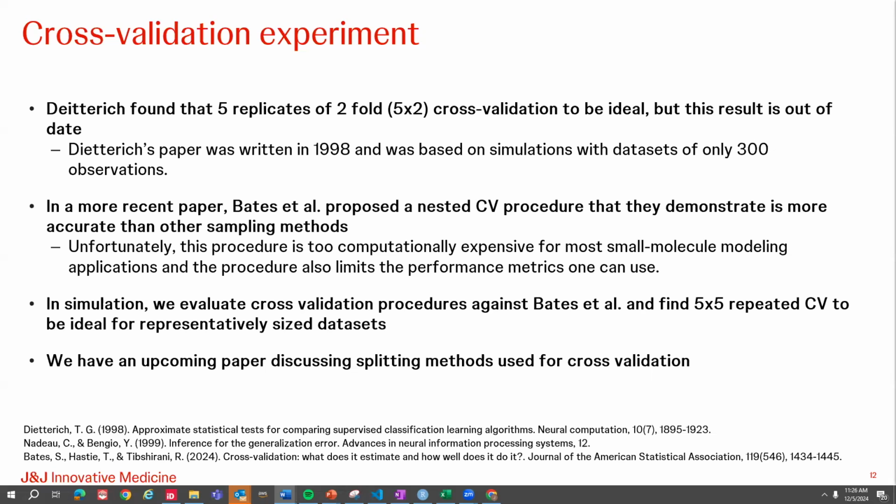So basically the intuition here is that larger data sets can accommodate 5 folds instead of 2 folds and still have sufficient independence of samples. The 25 samples you get from 5x5 give you enough samples to perform a proper statistical test. And we also have an upcoming paper with more discussion on splitting methods to use for cross-validation. That's the next publication that's planned here.